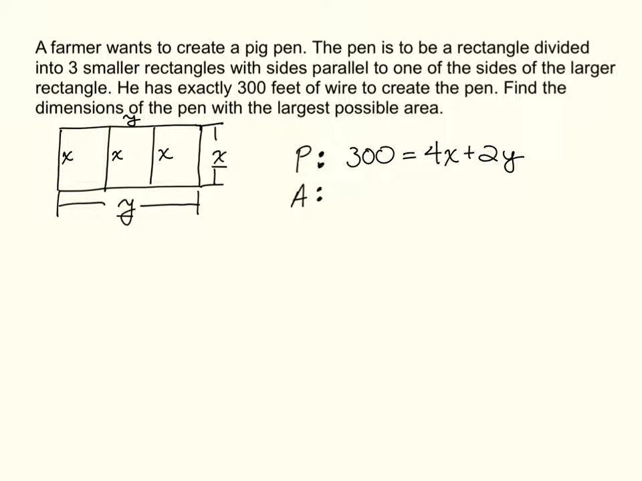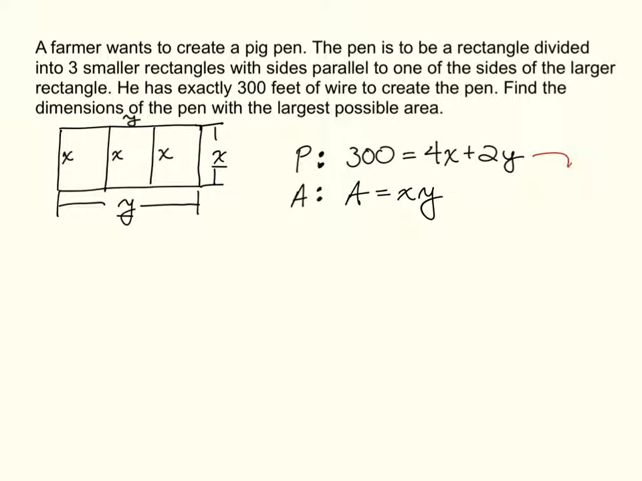The area is trying to be maximized. The area of the entire rectangle is x times y. In order to optimize this equation, we need to solve the secondary equation for one of the 2 variables and substitute that result into the optimization equation.